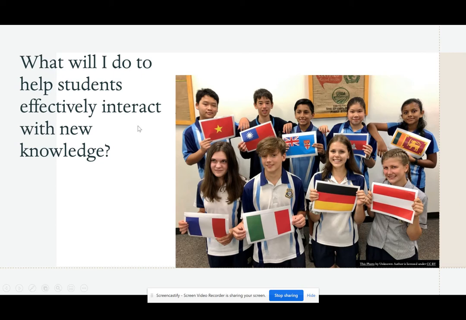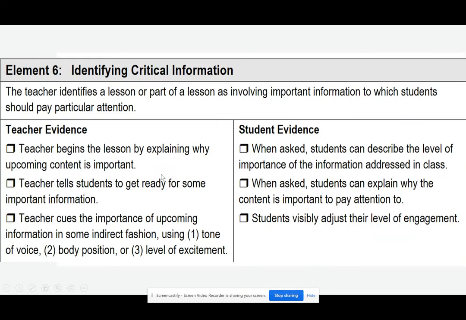So let's look at the second question. What will teachers do to help students effectively interact with new knowledge? They can identify critical information by explaining why upcoming content is important. And students should be able to also explain why the content is important.